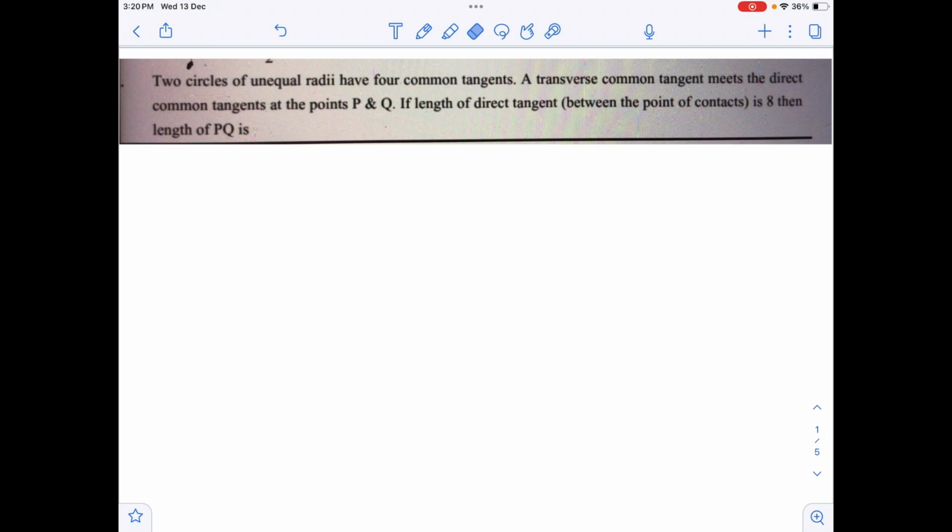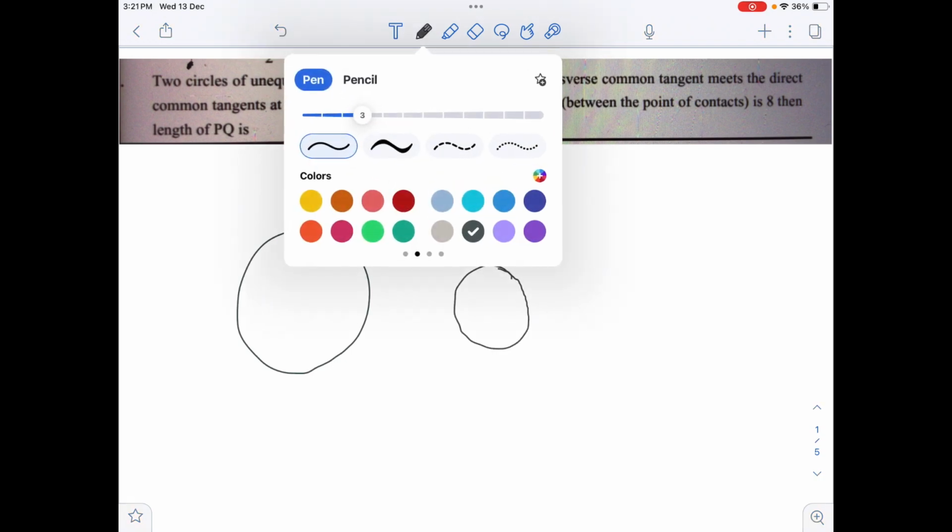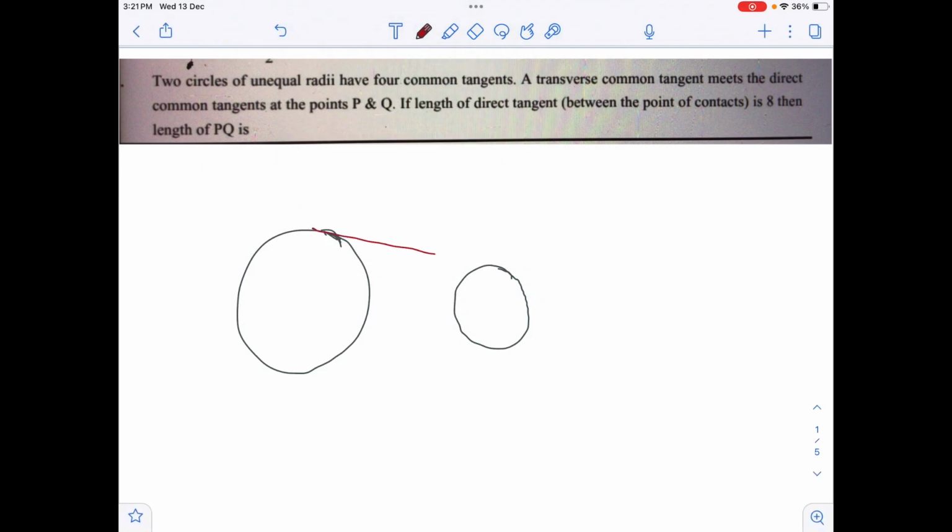This is a very good problem based on basics. So let's start with the circles. Since we have two circles having four common tangents, it's appropriate to draw a rough diagram neatly. Okay, so let's draw the direct tangents first.